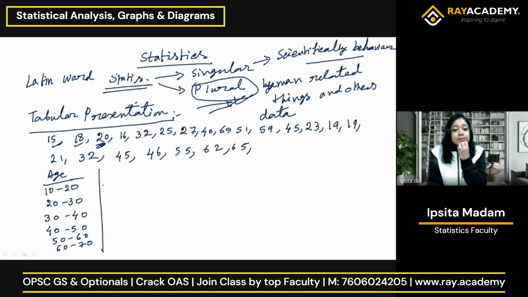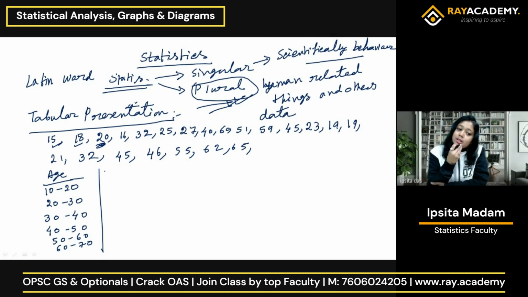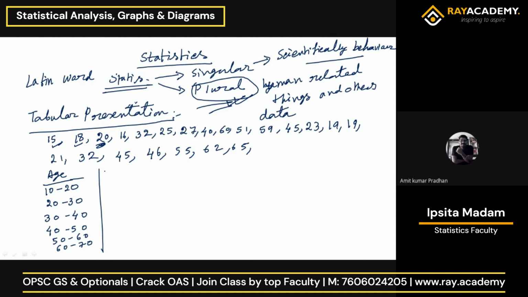Ma'am, first we have to arrange it in ascending or descending order. Then it will be easier for us to count. Suppose you have a total of 55 data here. It is possible to arrange in ascending order. But in that case we should go for frequency.